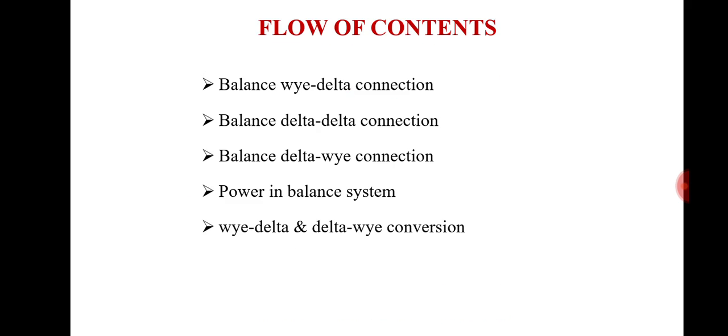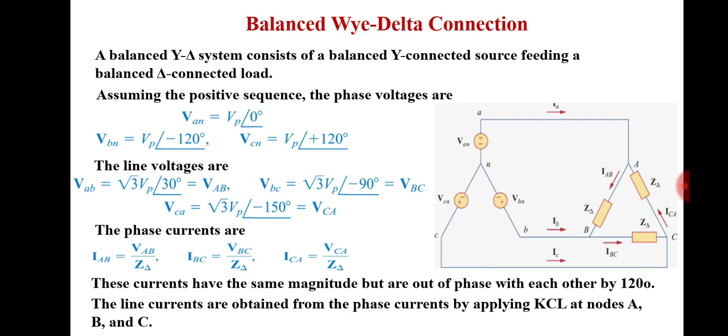The phase currents are IAB equal to VAB divided by Z delta, IBC equal to VBC divided by Z delta, and ICA equal to VCA divided by Z delta. How to find current in a network is already studied in network analysis. These currents have the same magnitude but are out of phase with each other by 120 degree. The line currents are obtained from the phase currents by applying KCL at nodes A, B and C.